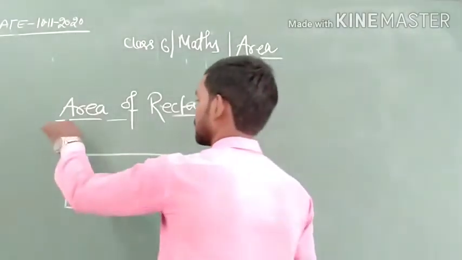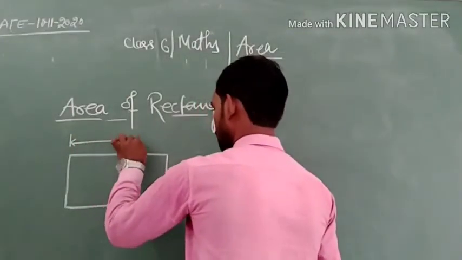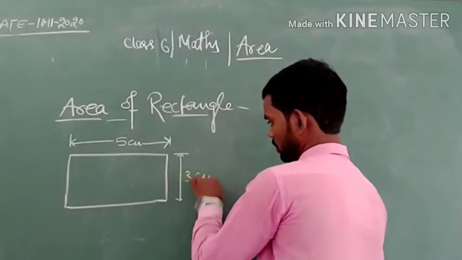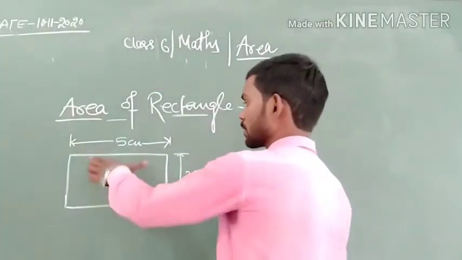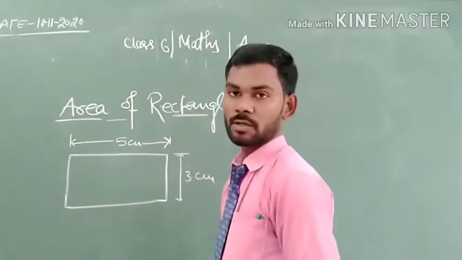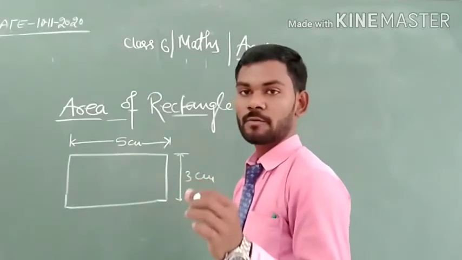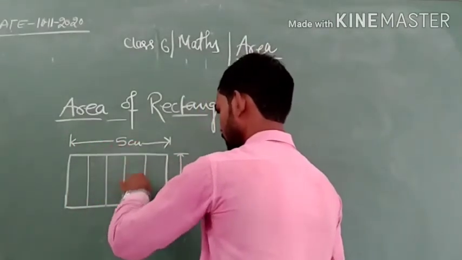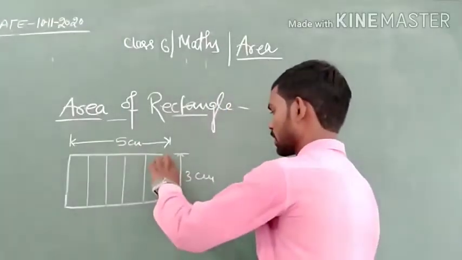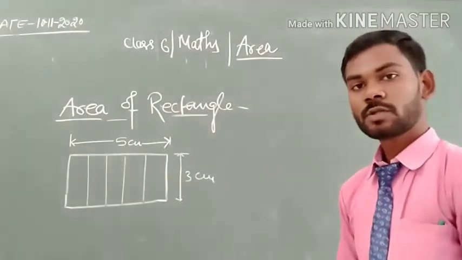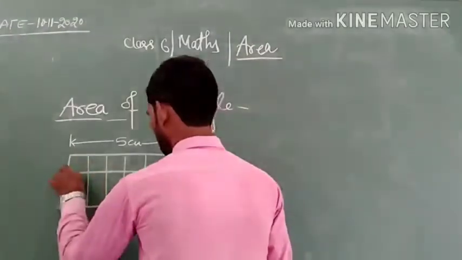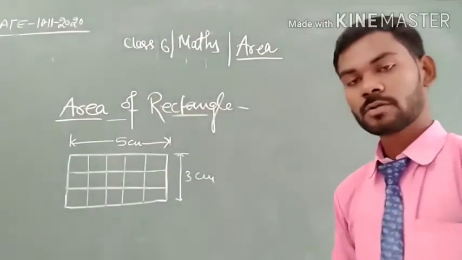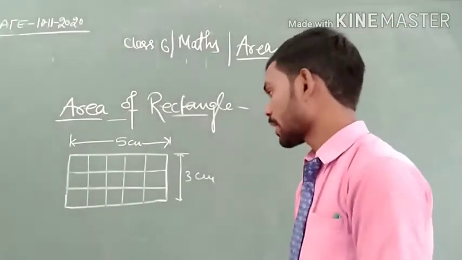Just suppose that the length is 5 cm and the width is 3 cm. Then we shall divide this horizontal line into 5 equal parts, and every part will be of 1 cm. So here we can divide it like this. And this vertical line we shall divide into 3 equal parts. Now we shall count the number of squares inside the rectangle.